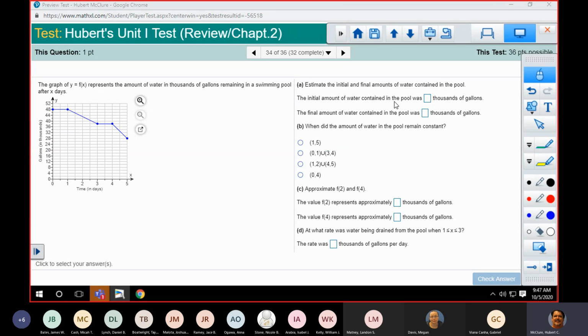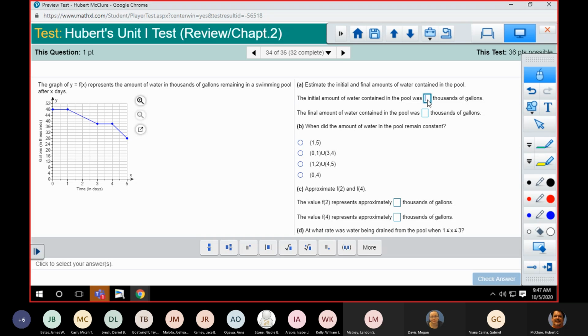The initial amount of water contained in the pool was 48,000. Final amount was 28,000. When did the amount of water remain constant? Well, at 48,000 and at, what is that, 38,000? 48 and 38, which is 0 to 1 and 3 to 4.